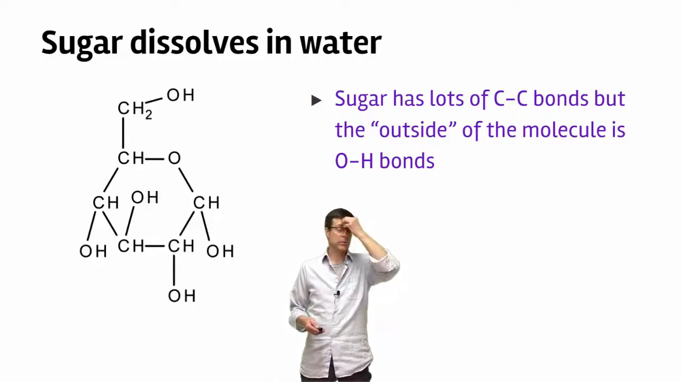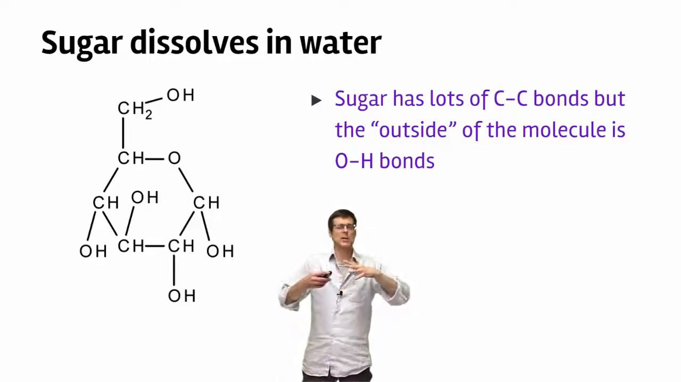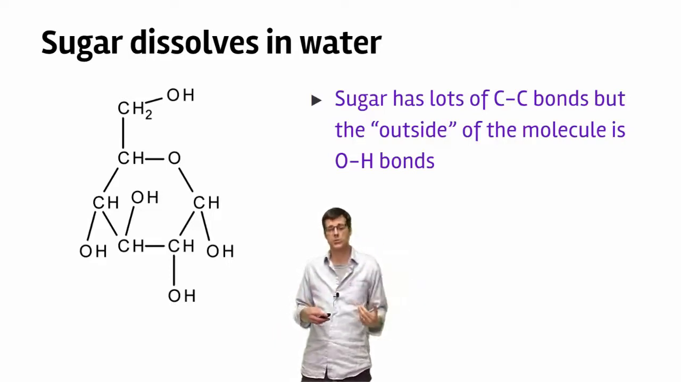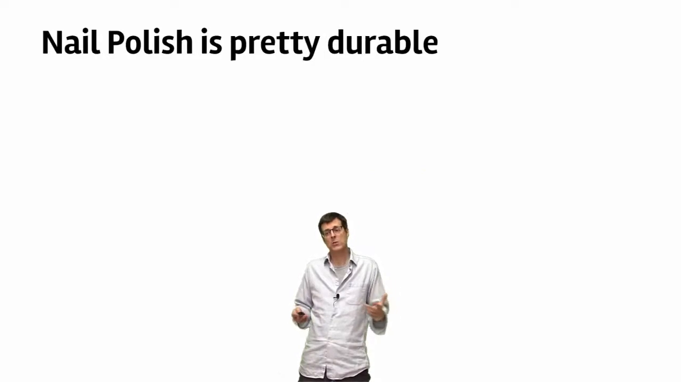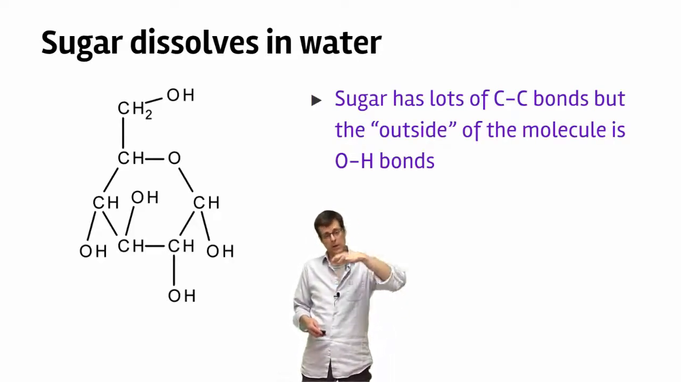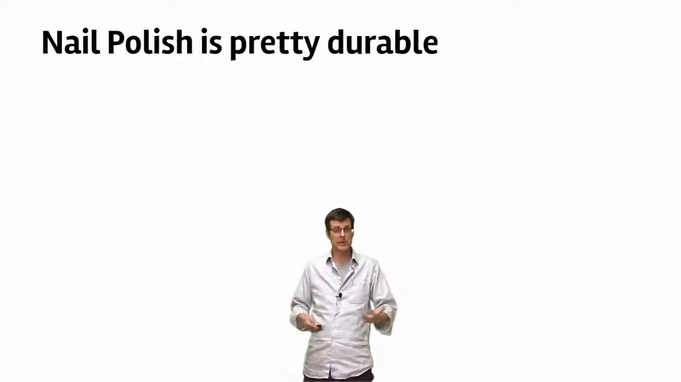But if you were to look at the molecular structure, sugar has a lot of carbon-carbon bonds, but also on the outside, there's a lot of carbon bonded to oxygen and oxygen bonded to hydrogen pieces. So what you have, I'm going to go back one, is a lot of places where water can interact with the sugar molecule, thereby dissolving it.